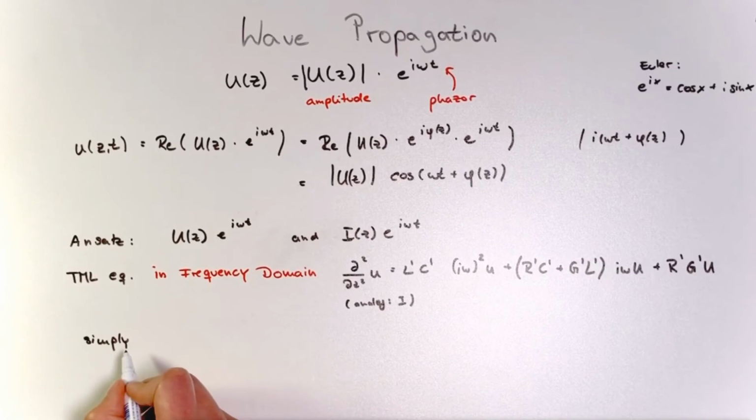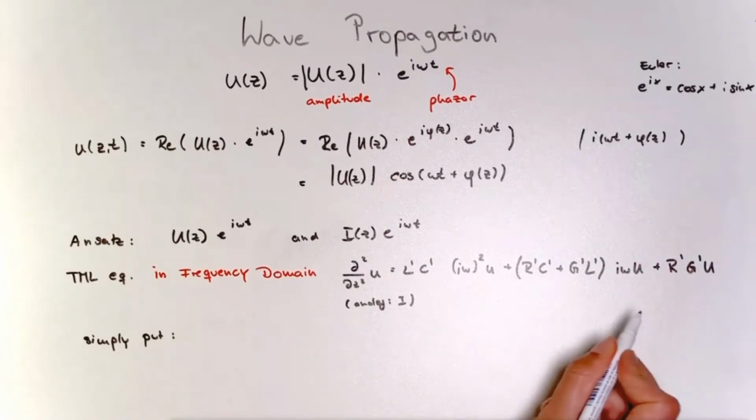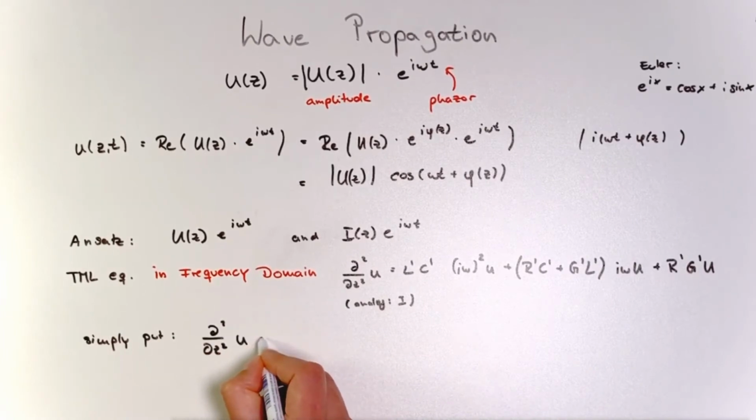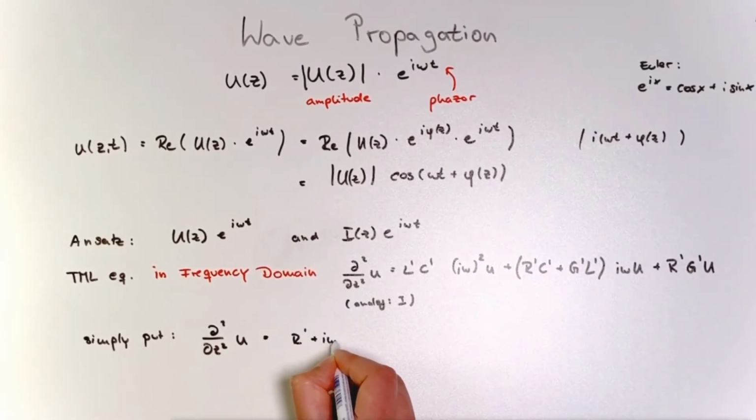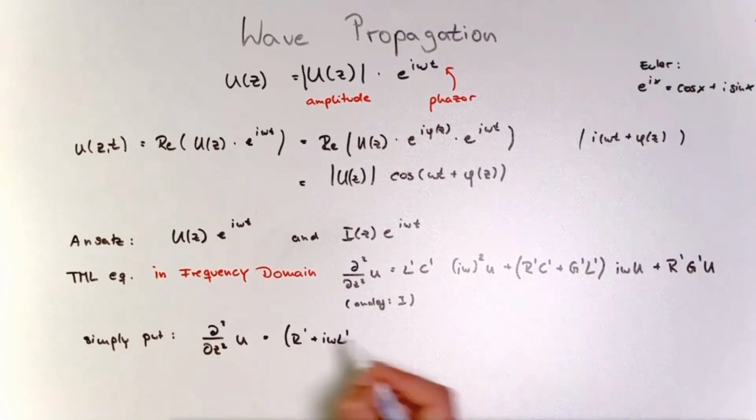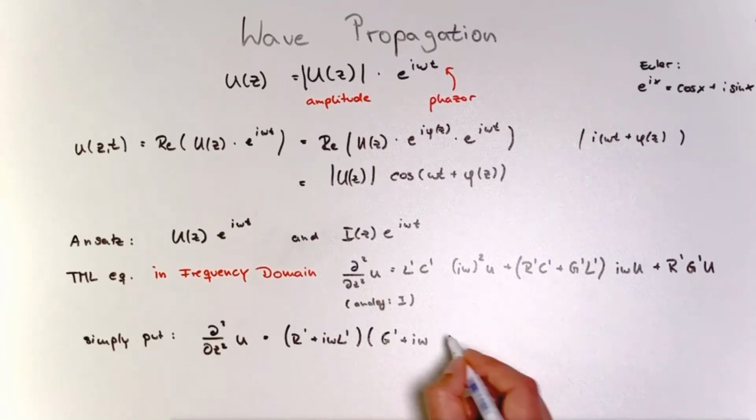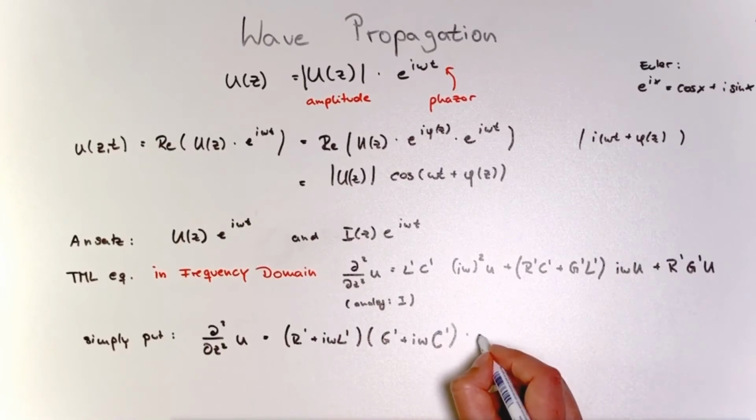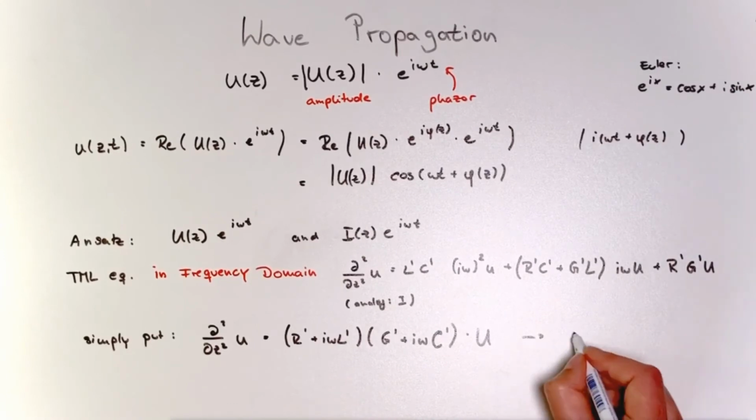Okay, now we can rewrite that a bit, since we got rid of these nice time derivatives, and this will then look like this. The left-hand side stays as it is, but on the right-hand side we get the following expression, which is R prime plus j omega L prime, and then times G prime plus j omega C prime, and the voltage. Now we will rewrite that a bit, because we can identify something here.